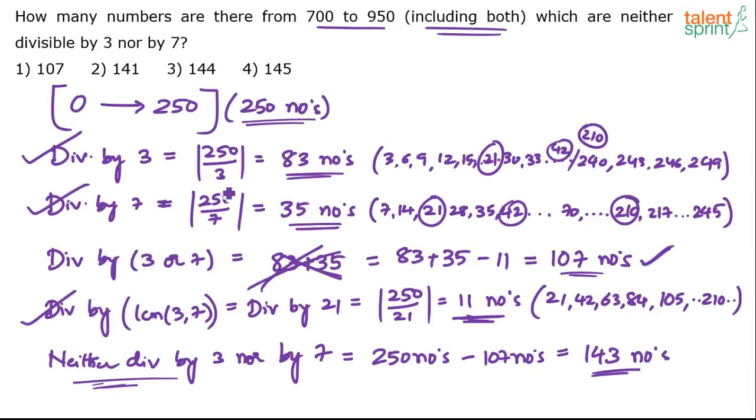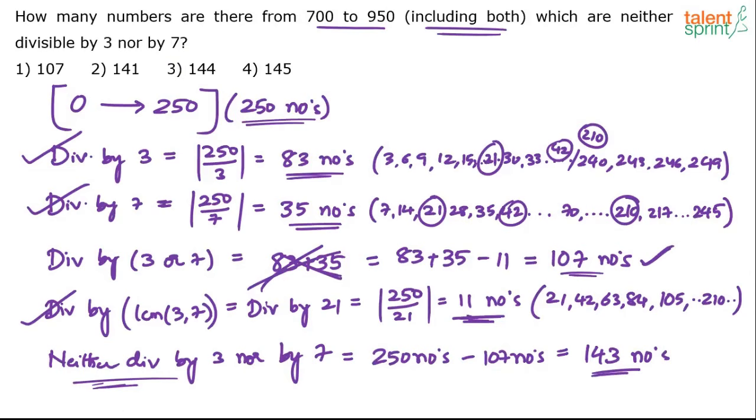So what do we do? We find the number of multiples of 3 in that range. We got 83. Number of multiples of 7, we got 35. Then you have to find the LCM of 3 and 7 and find the multiples of that number. We got 11. Finally, it will be 83 plus 35 minus 11. I have explained why minus 11, because 11 numbers have been counted twice. 107. These 107 are the numbers which are divisible by 3 or 7. I want the numbers which are neither divisible by 3 nor by 7. So from the total 250 numbers, I'll subtract these 107 numbers to get 143 as the answer.